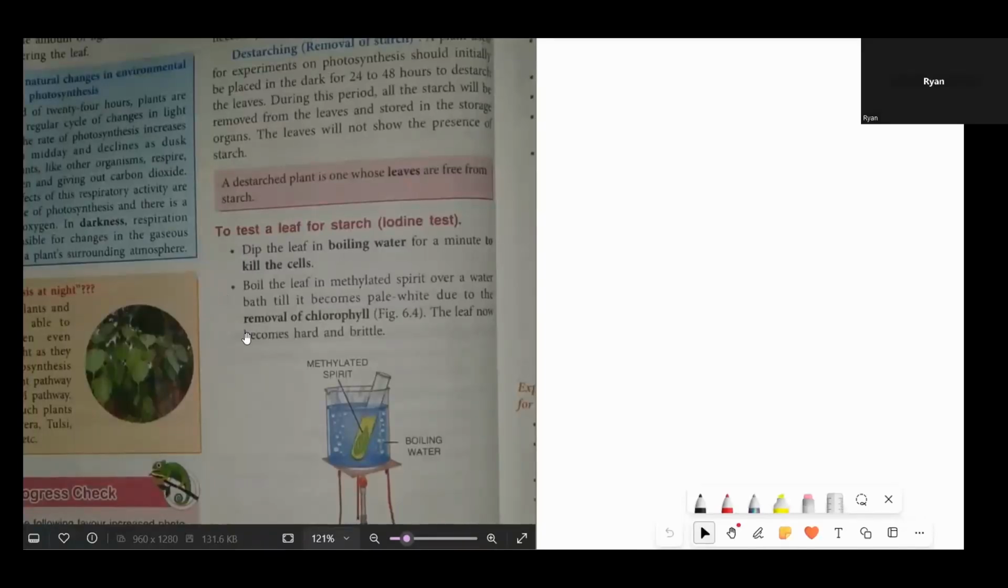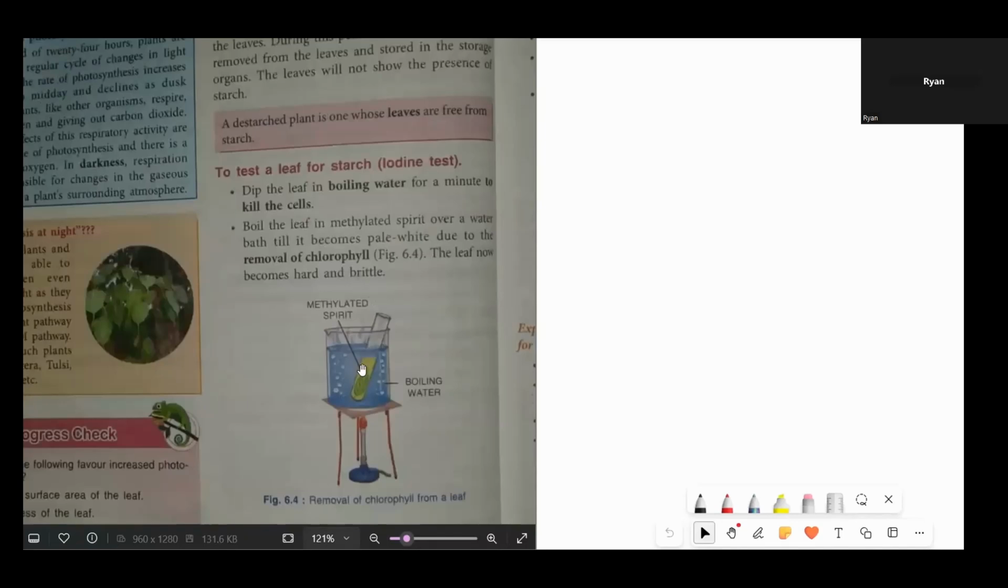How do you kill a leaf? Boiling it. How do you destroy the chlorophyll? Put it in methylated spirit and boil. Don't boil the methylated spirit. Put the methylated spirit in boiling water.